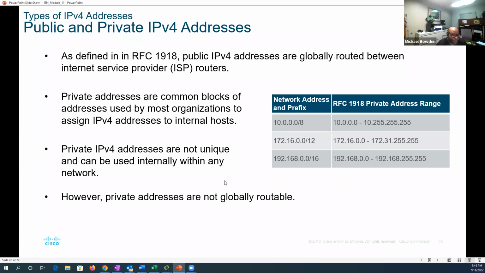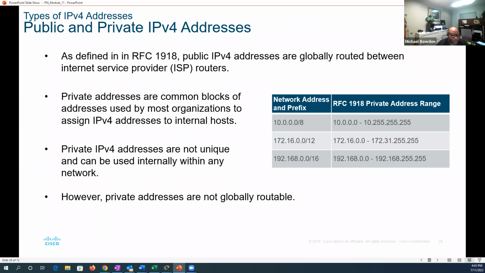Then we get into our types of IP addresses, where you have your private and your public addresses. For your private addresses, you have the ranges of 10.0.0.0 to 10.255.255.255. Then you also have the range of 172.16.0.0 to 172.31.255.255. And we also have 192.168.0.0 to 192.168.255.255. What's unique about these addresses is they are not routed on the internet.